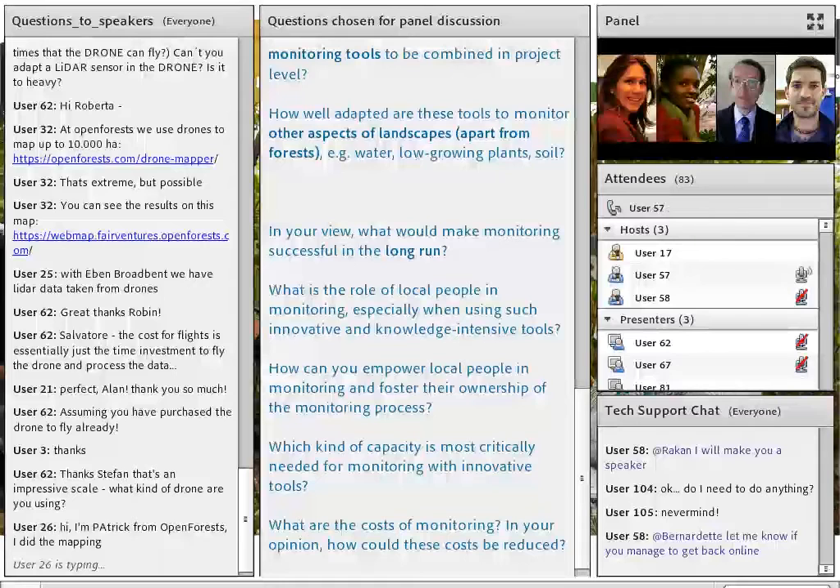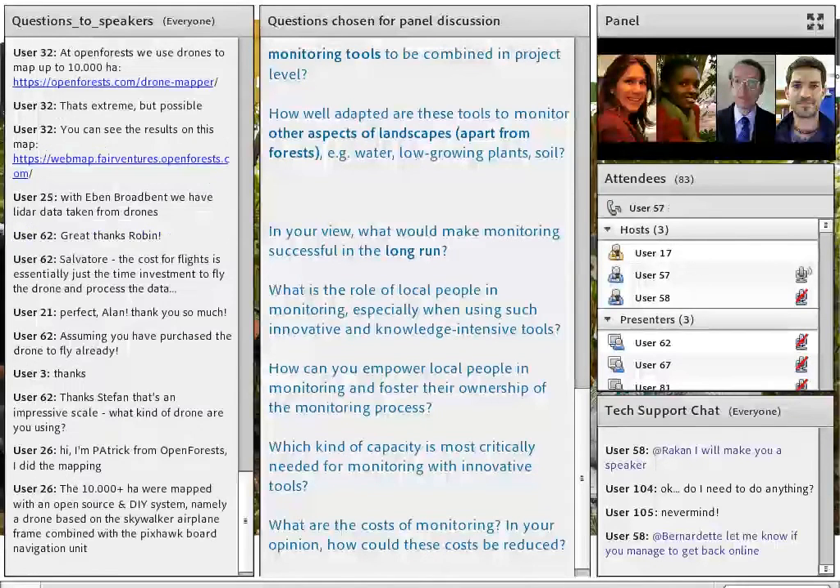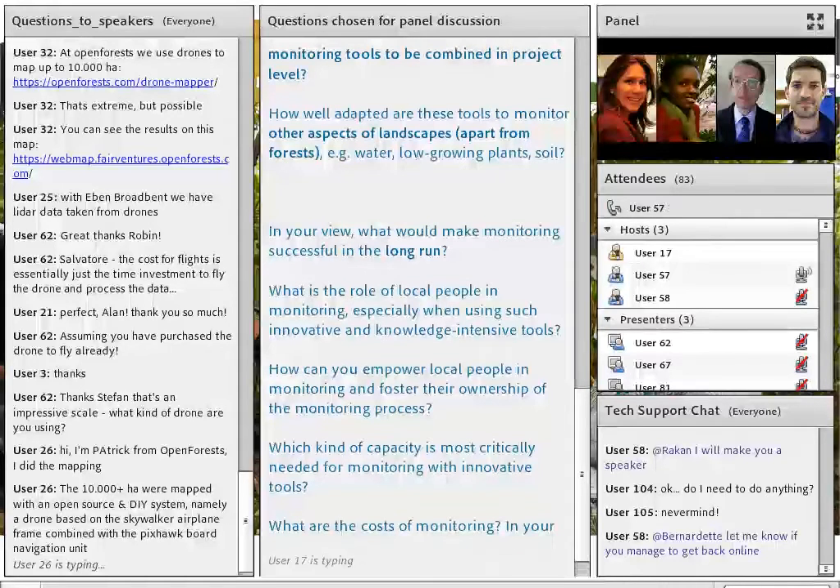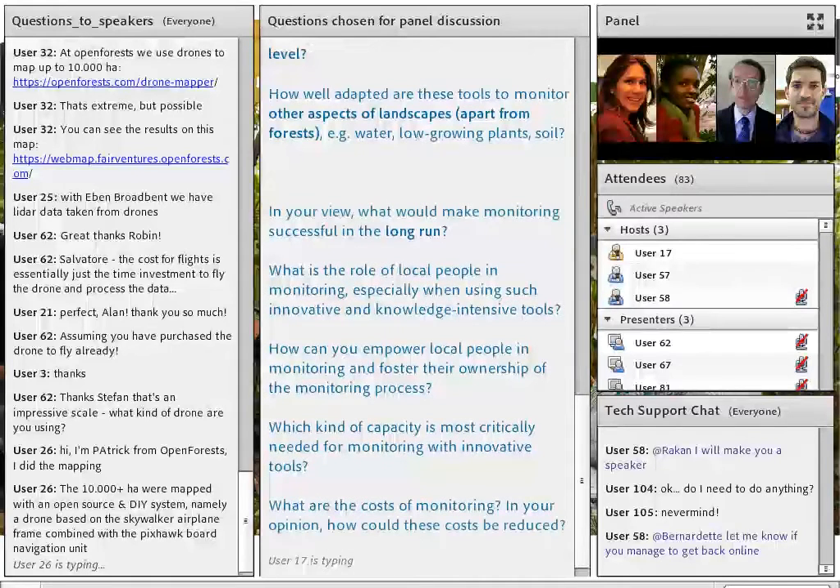Thank you. Thanks, Catalina. So just continuing on that same line of thought, you highlighted the need to connect across different tools and efforts. And so now I would like to ask Rakan, in his views, what could be an ideal set of monitoring tools to be combined at project level?